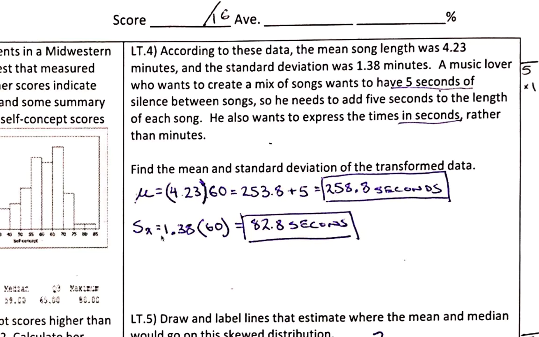However, when I look at the standard deviation, multiplying will affect the standard deviation. If everything goes up 60, the standard deviation would also go up 60. But since standard deviation is distance from the mean, the standard deviation is not going to change at all if I add 5 seconds, because everything is still the same distance from the mean. And so I don't add 5, I just multiply by the 60 and I get 82.8 seconds.